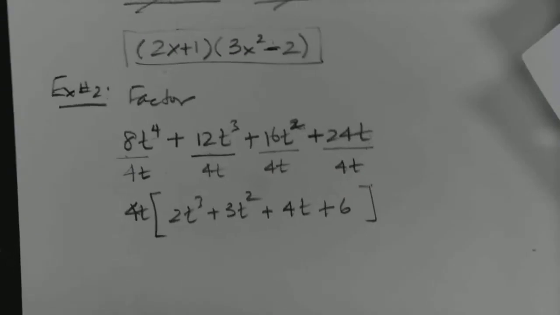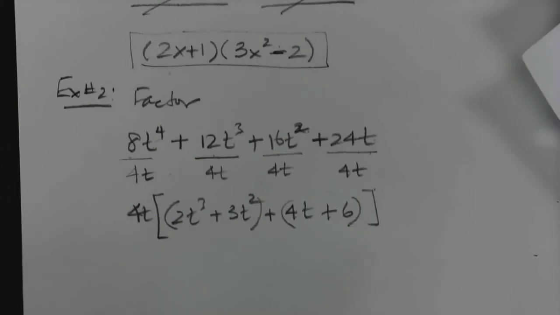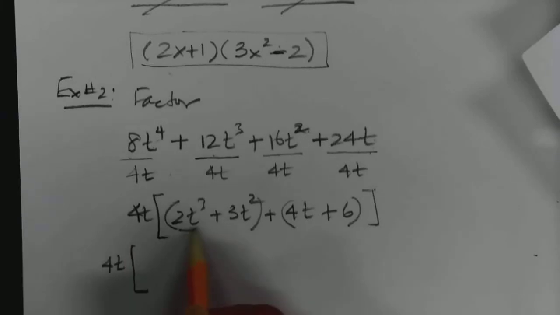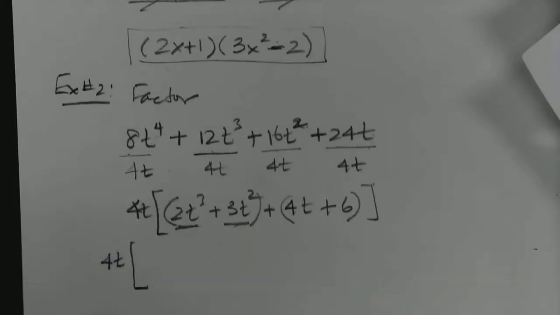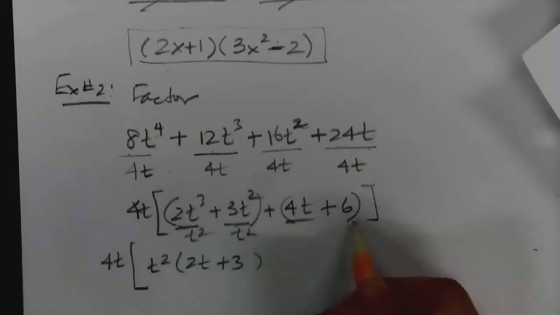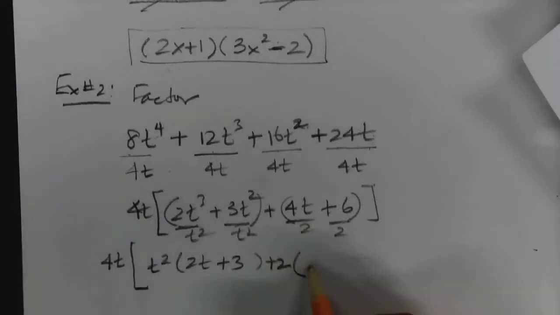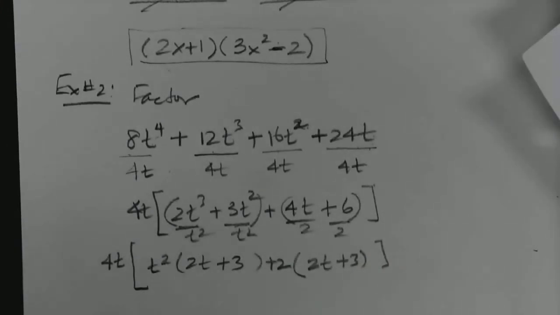Now, Mariah, what'd you do? Now you group. Okay, so we grouped the first two, you group the second two. So you keep the 4t out here. Now, what's your greatest common factor between those two? T squared. So then when you divide by t squared, what's left? Thank you, 2t plus 3, right? All right, what about between 4t and 6? 2. So pull out the plus 2, 2t plus 3. One last step, right?